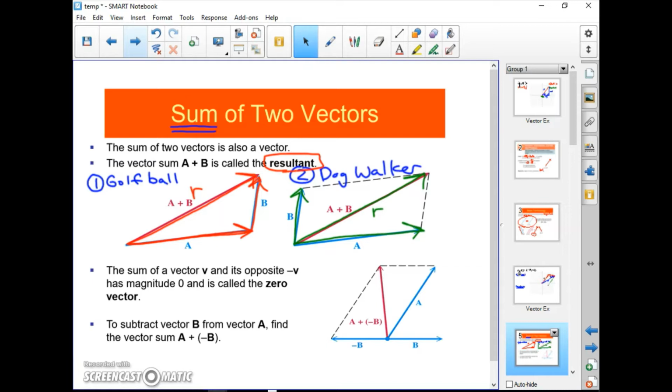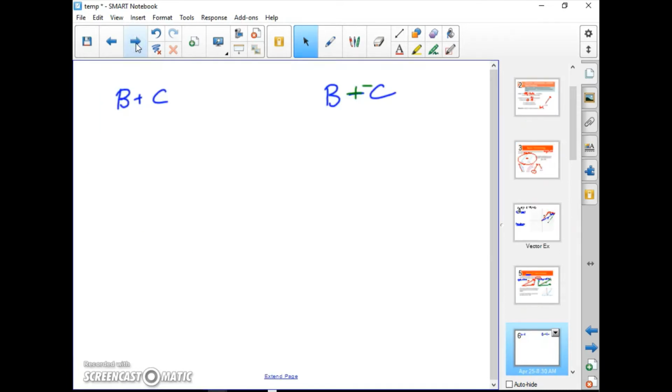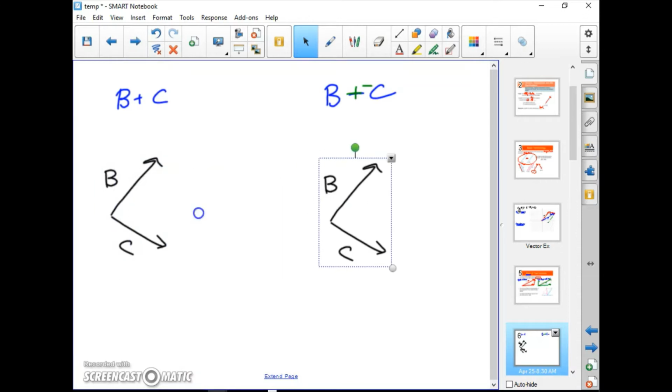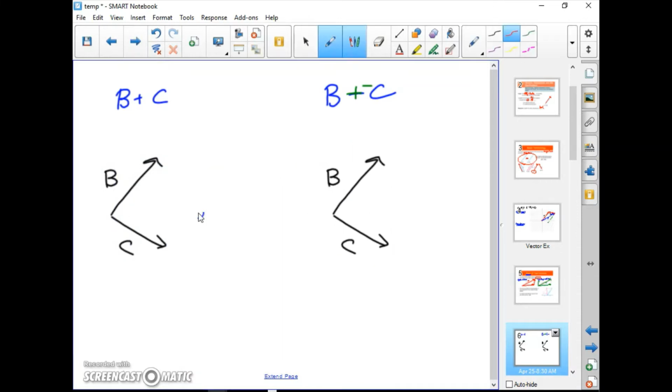So when we have to add two vectors, let's say we're doing B and C. Okay? So here's vector B. And here's vector C. If I just have to add two vectors, is this golf ball or dog walker? This is dog walker. Okay. Dog walker, you're going to have to draw the parallelogram. And the resultant force is there. Okay. It's going to be a little bit closer, skewed towards the stronger force, but there it is.